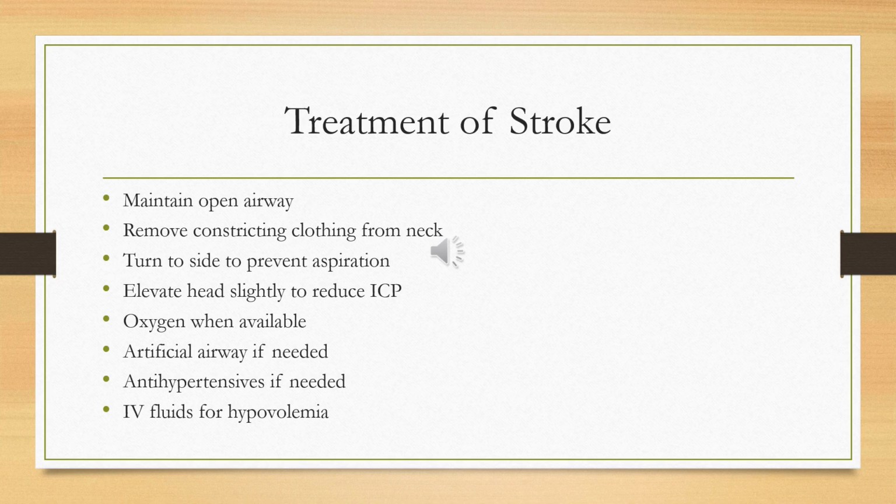And so other treatments for stroke, of course, airway, right? We're always maintaining that airway. We want to remove any constricting clothing, put them on their side, so they don't aspirate or anything like that. Remember when we talked about increased intracranial pressure, we said we're going to elevate their head 20 to 30 degrees to prevent the intracranial pressure from rising. So like if we have that hemorrhagic stroke, their intracranial pressure is going to increase, right?